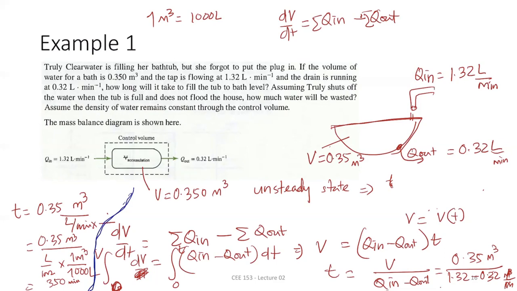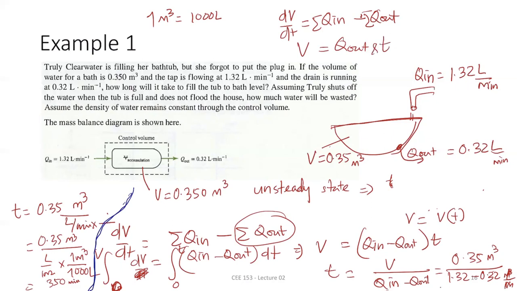before it fills up. Assuming the tap shuts off the water when the tub is full and does not flood the house, how much water will be wasted? Well, it's all wasted through the drain. So you know the time. The amount of water wasted is Q out. Q out is what is wasted, so Q waste is the volume of water wasted. Volume of water wasted is Q times T, because flow rate times time is equal to volume.